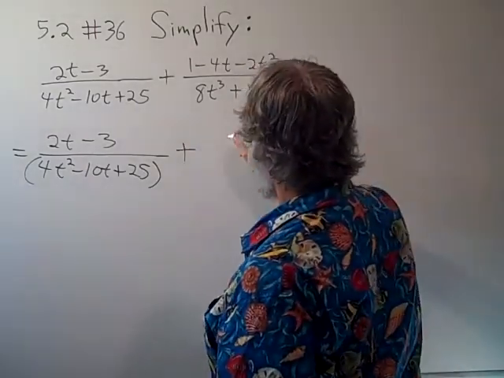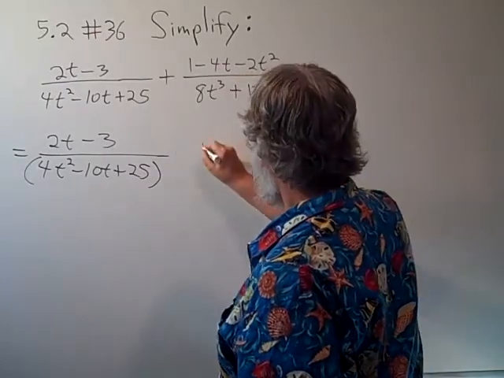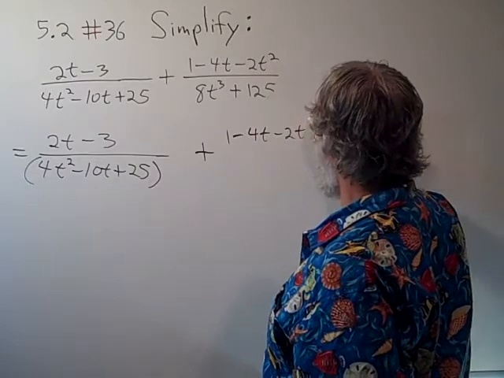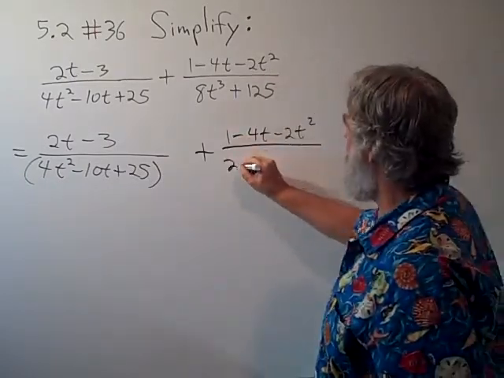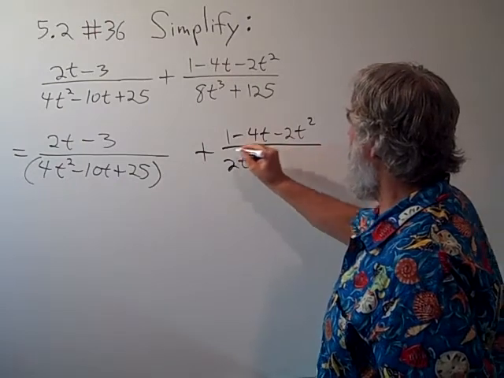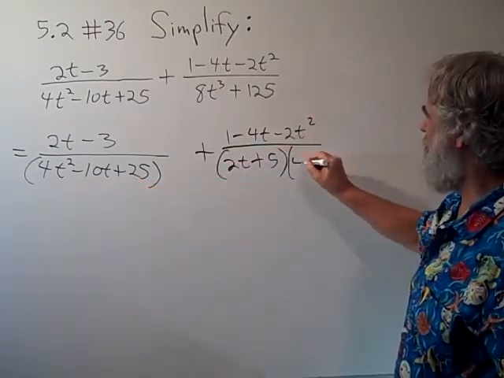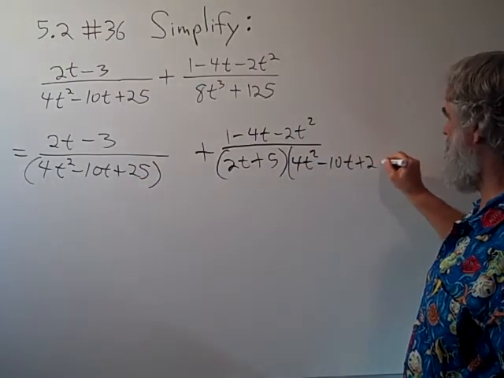So we have plus. Let's move the plus sign over a little bit. So we have 1 minus 4t minus 2t squared, all divided by what we saw was 2t plus 5 times the same denominator that we had over there, 4t squared minus 10t plus 25.